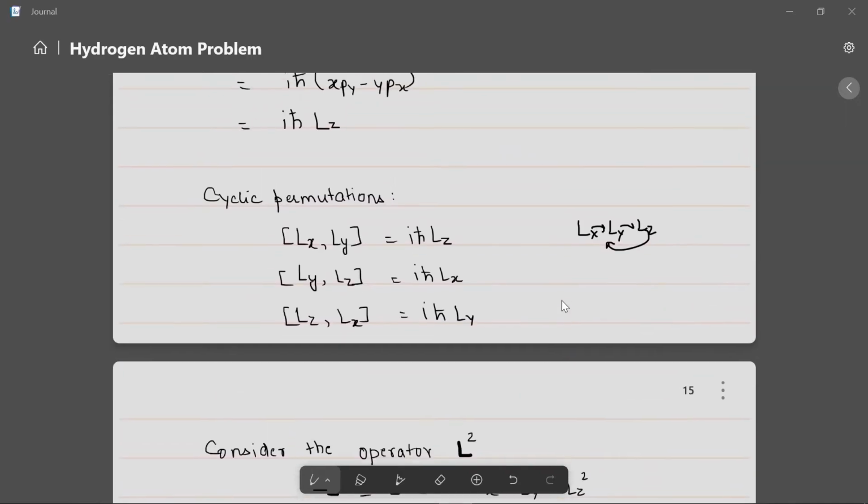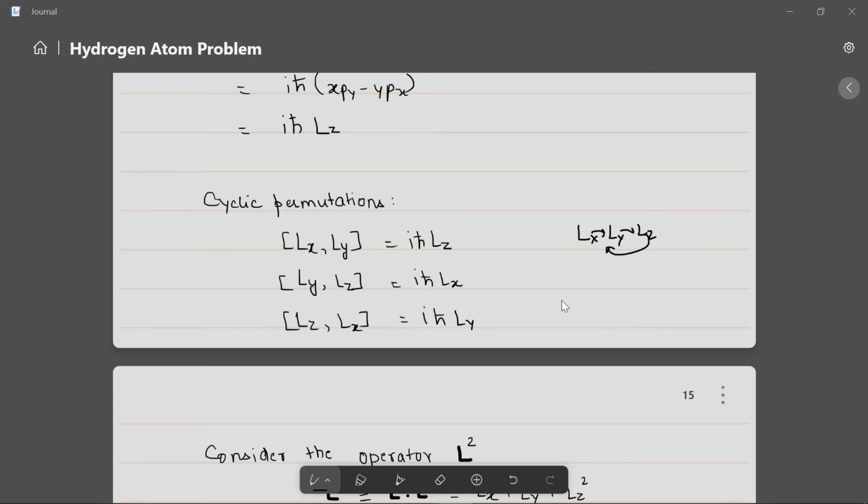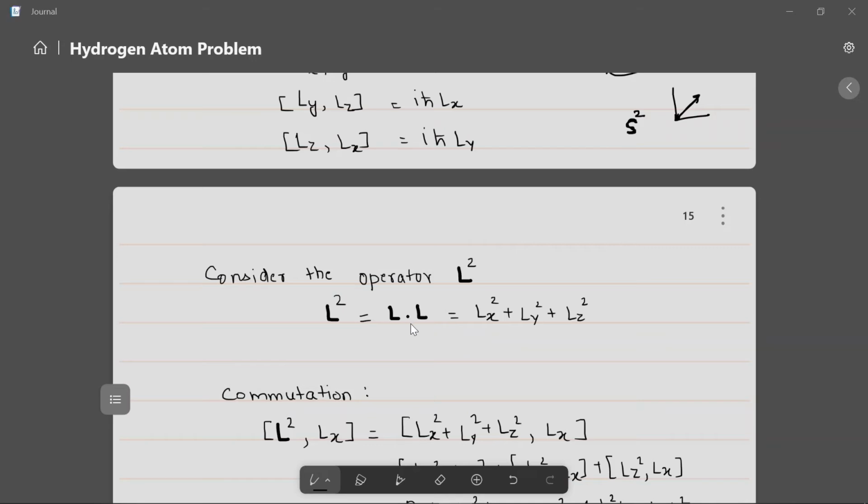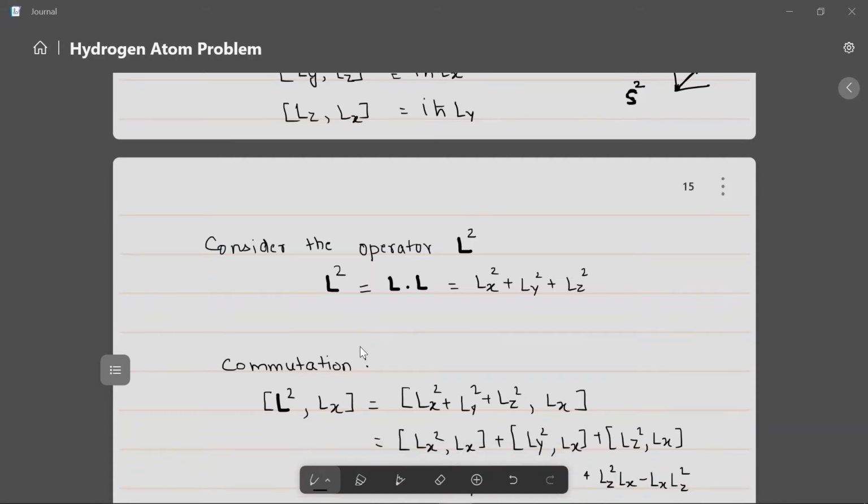Now even in the spin angular momentum part, it was important to consider an operator S square. This gives us an insight into the eigenvalue equations of the problem, and also the magnitude of the spin angular momentum vector. If you don't know about it, we'll just use it directly here in the orbital angular momentum part. So consider the operator L square, which is nothing but the dot product of L with itself, and comes out to be just Lx square plus Ly square plus Lz square. Now we will try to see if L square commutes with Lx, Ly and Lz.